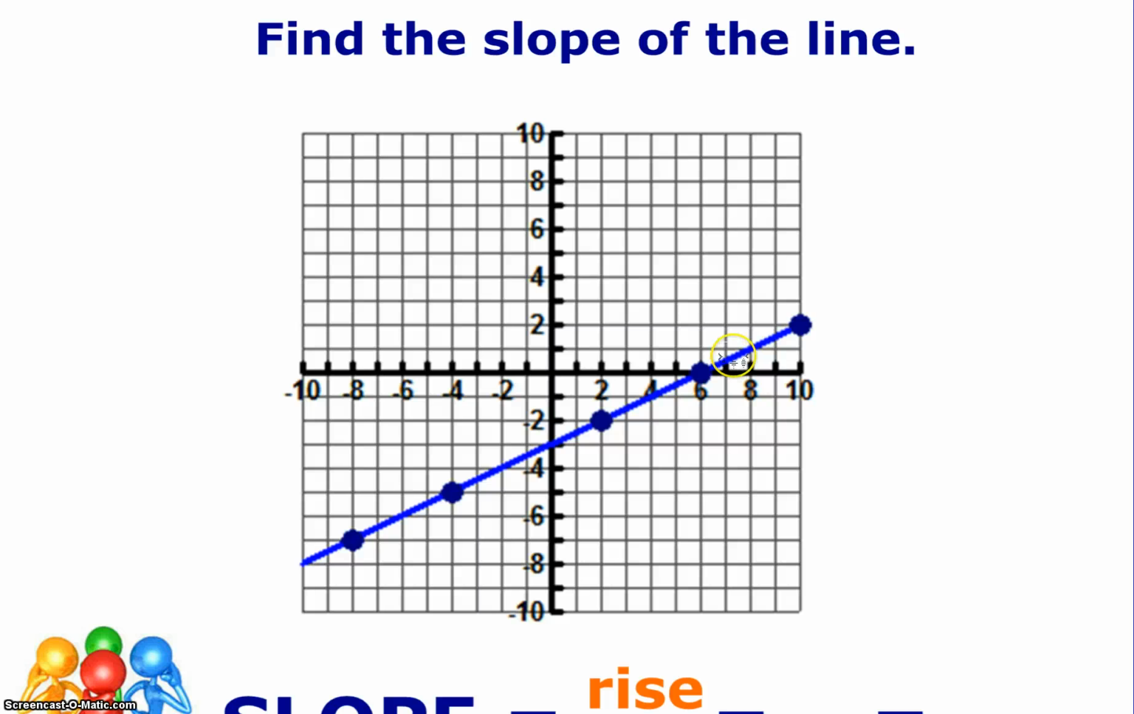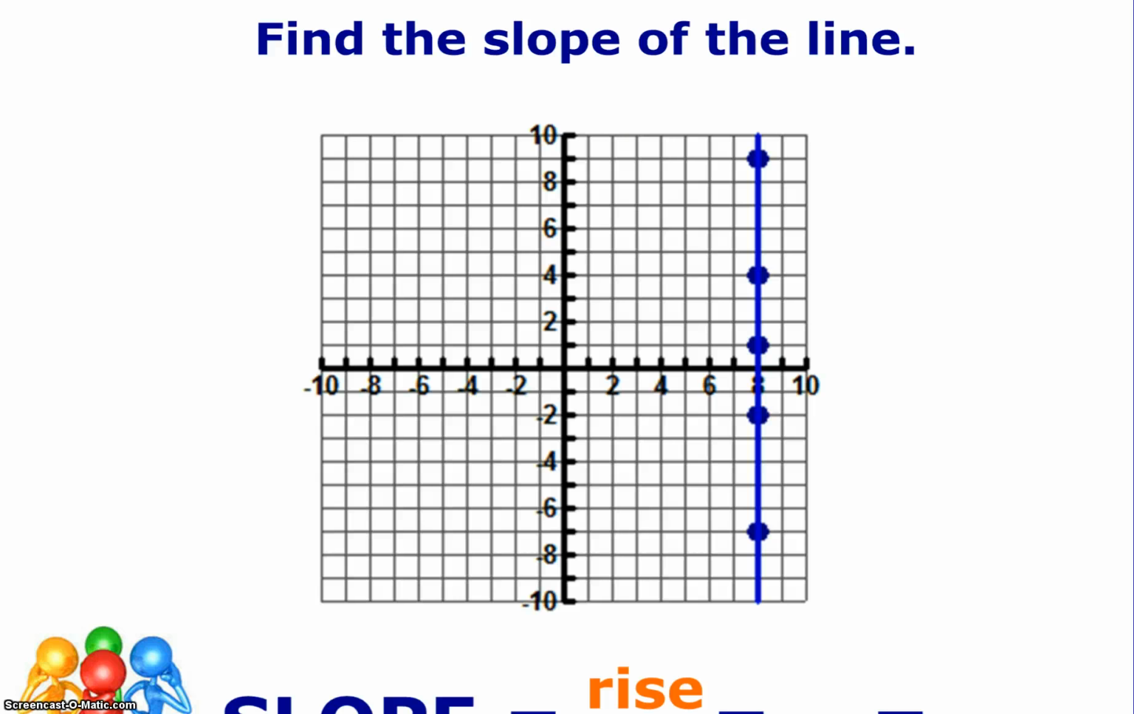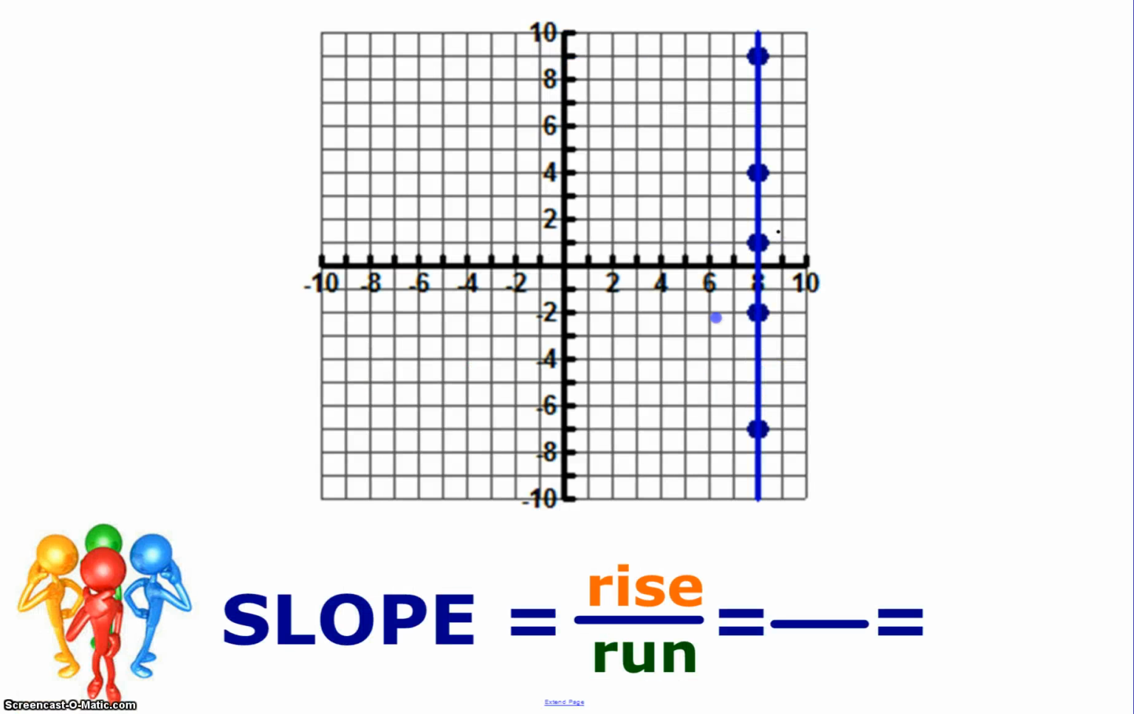Find the slope of the line. I'm going to choose these 2 points. What is your rise? 1, 2, positive because you're going up. And your run is 1, 2, 3, 4. So your slope is 1/2. Find the slope. Well, I'm going to choose these 2 points. What's your rise? 1, 2, 3. What's your run? There is no run. So because 0 is in the denominator, it is undefined.